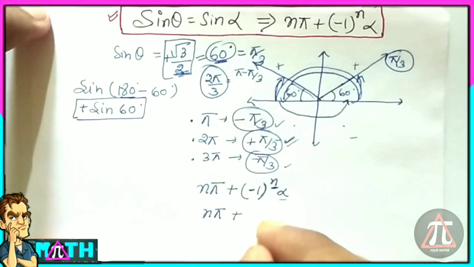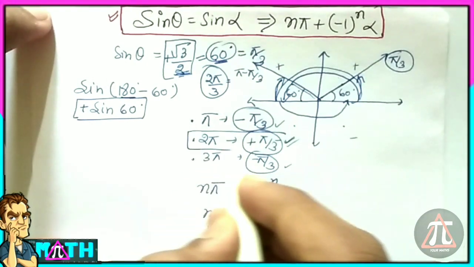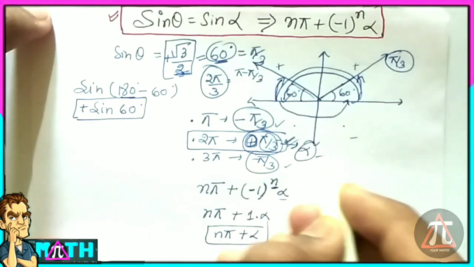So let me check that when n becomes even it gives n pi plus alpha, and yes, it follows the same rule. We have to add some angle and it follows that.